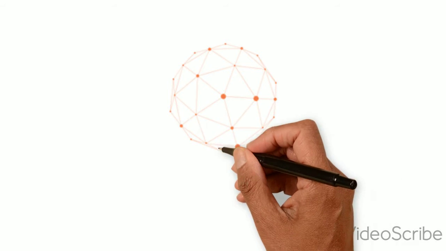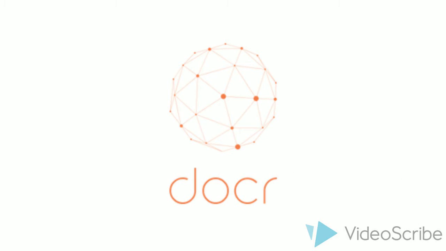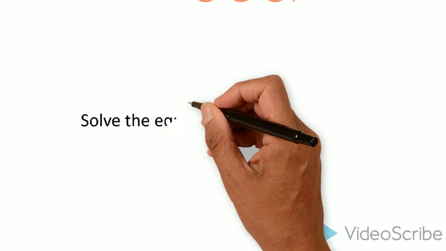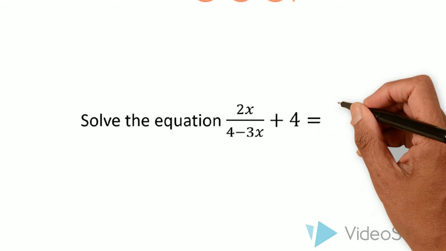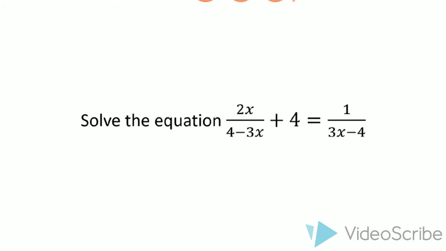Today we're going to be looking at a question on fractions. Solve the equation 2x over 4 minus 3x plus 4 equals 1 over 3x minus 4.